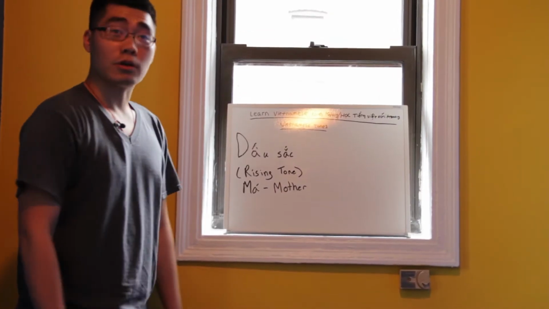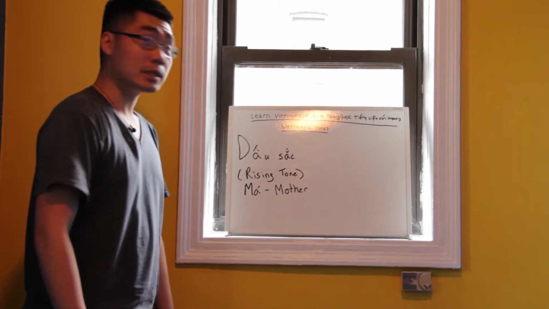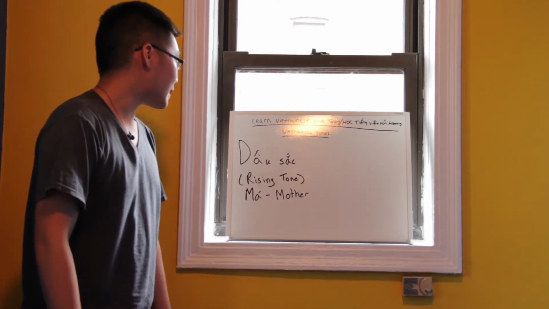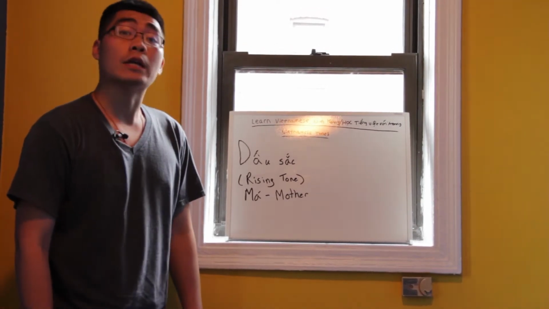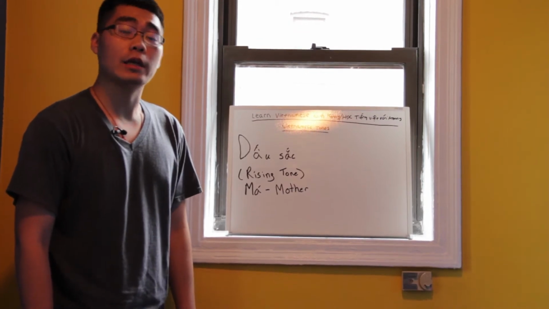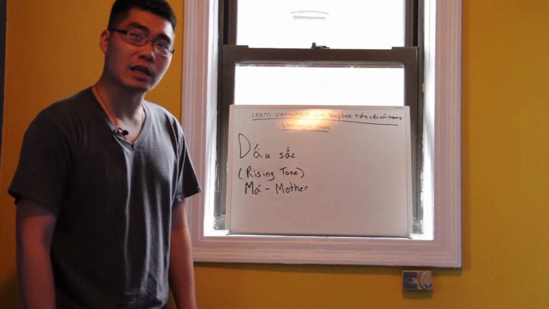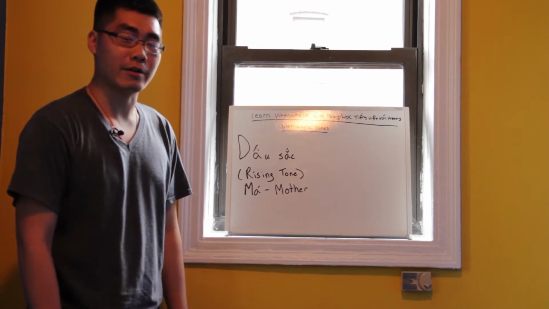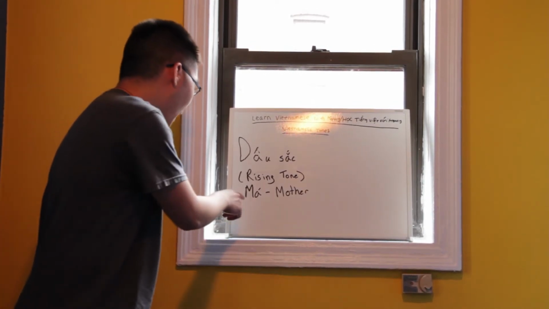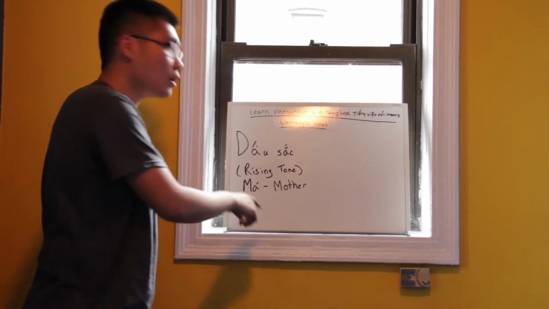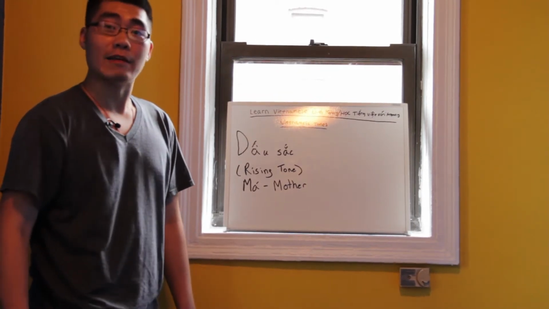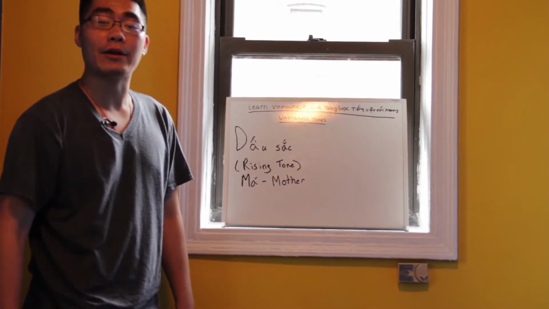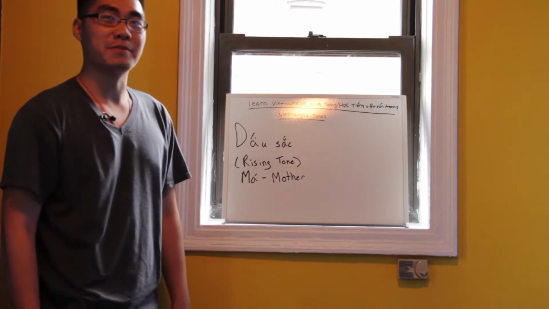In the next tone, we call it dấu sắc. In English, this translates to the rising tone. In order to pronounce this tone correctly, you're going to have to raise your voice a little bit higher, just a little bit higher. For example, má, which means mother. And if you simply raise your voice a little higher, you have pronounced this tone well.